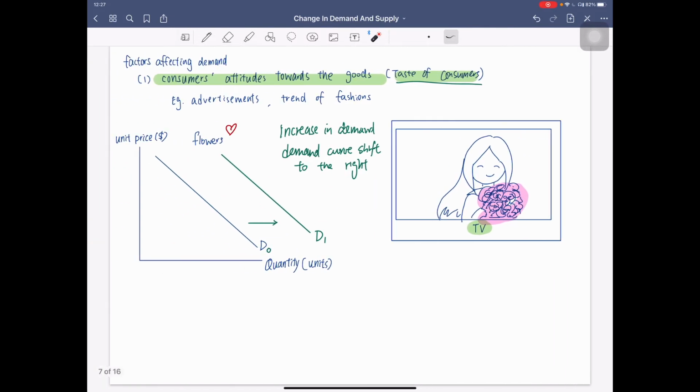You will find that because it is a factor affecting demand, it changed the consumers' willingness and ability to buy flowers. No matter at what given price, they are going to buy more. So this caused the whole curve to shift.